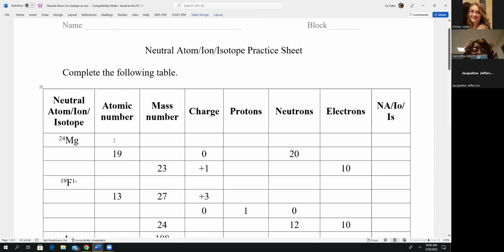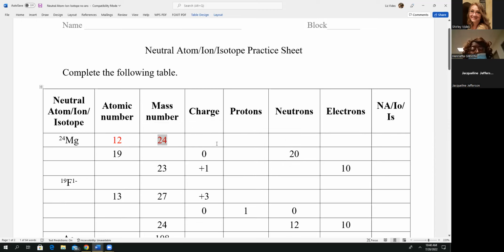So magnesium: the atomic number for magnesium is 12, and I'm going to make these red. How do I know that? Because I'm looking at the periodic table and magnesium is element number 12. The mass number is given to us, as you can see right here. So it's given to us, and that is 24.